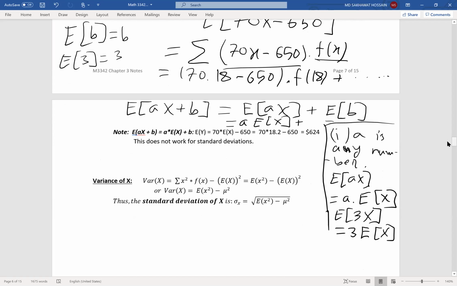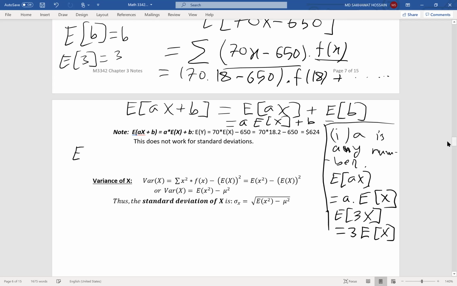So now you can see here b is just a number. We do not have any random variable here, right? Because the random variable is x. So this is equal just to the number b. So we can write expected value of b is just b. Okay, so now go back to the example.